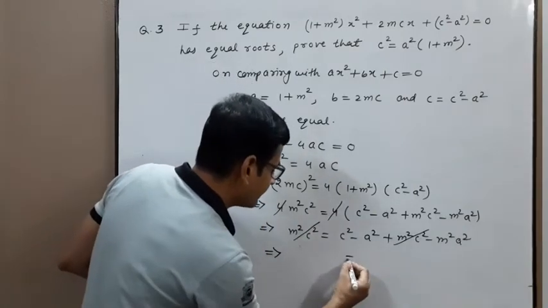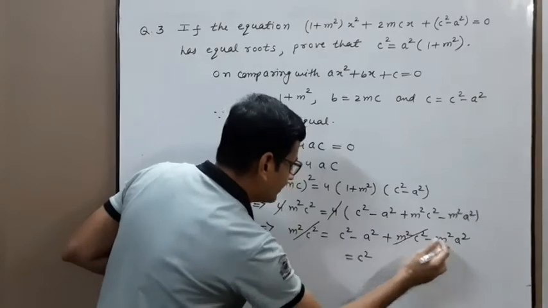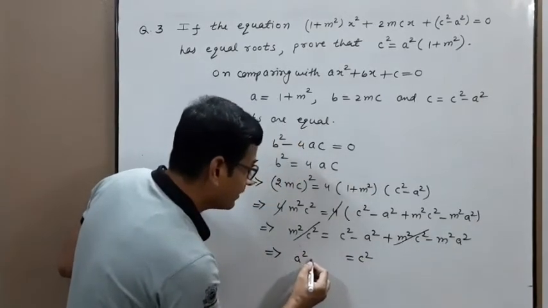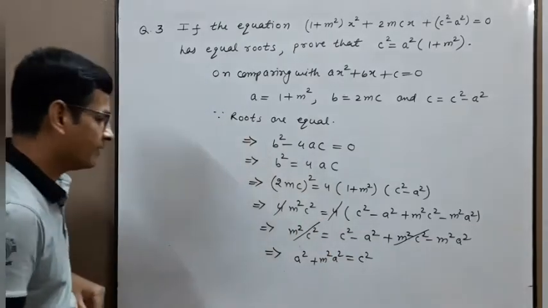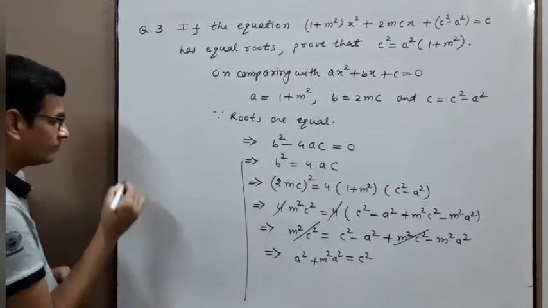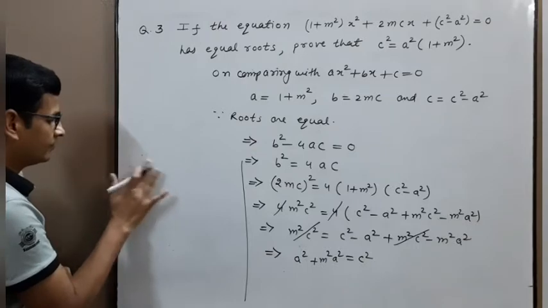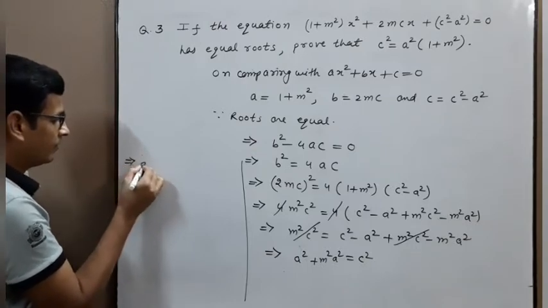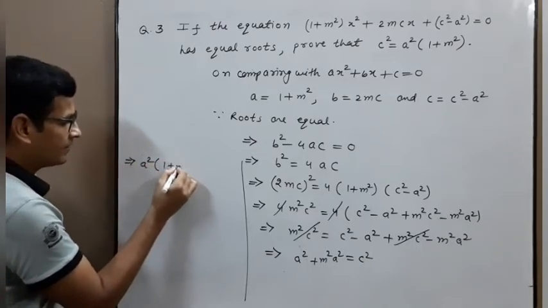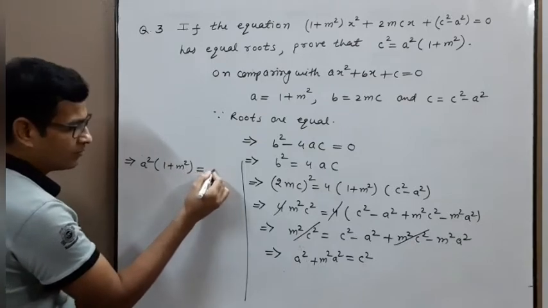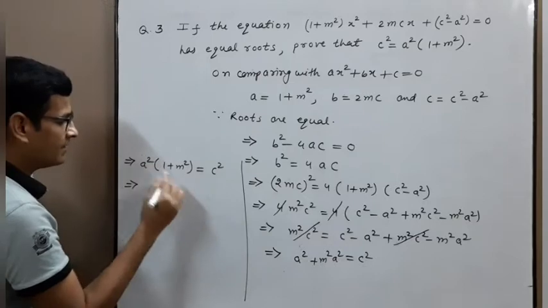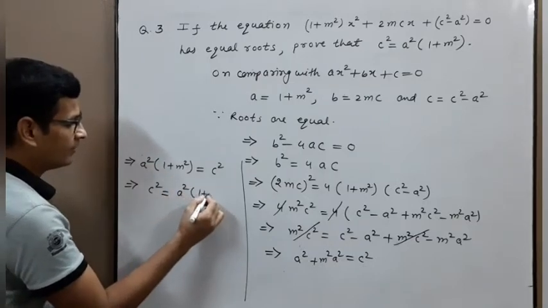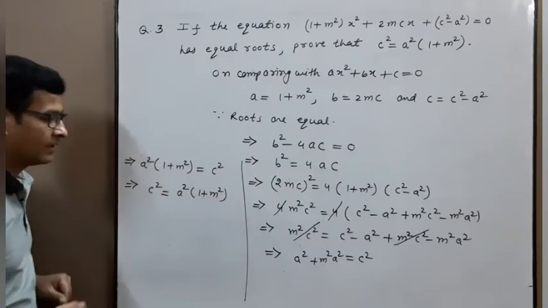c square as it is, and send a square to this side. So a square plus m square a square. Next step. a square common. So in the bracket we get 1 plus m square equal to c square. So hence proved, c square equal to a square into 1 plus m square.